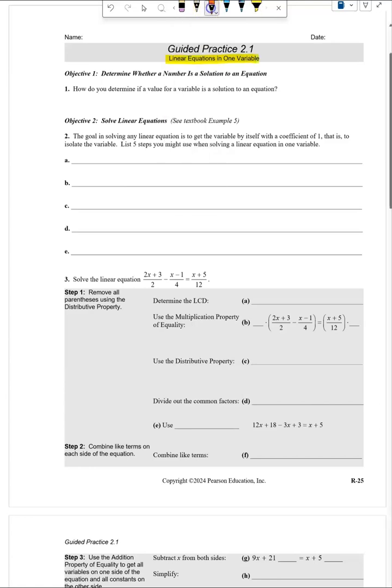Let's look at the first problem. It says, how do you determine if a value for a variable is a solution to the equation? I think you probably all know that answer, but the answer is that you plug it into the original equation.